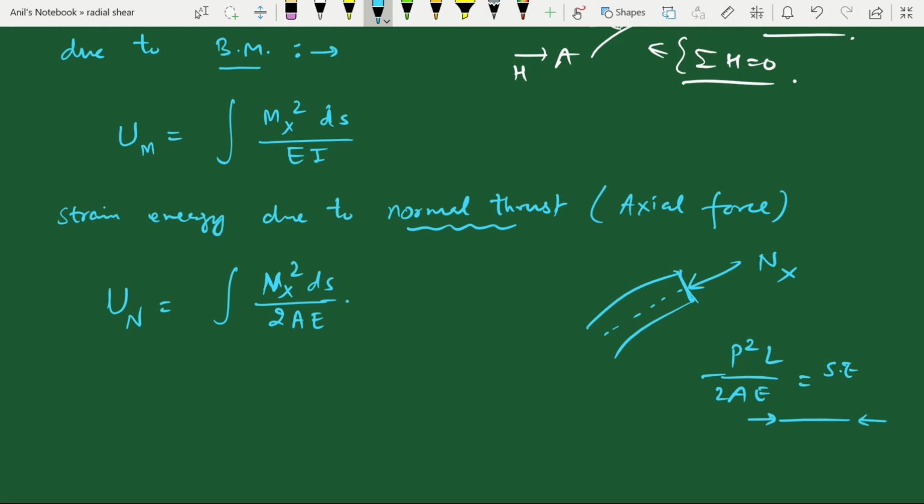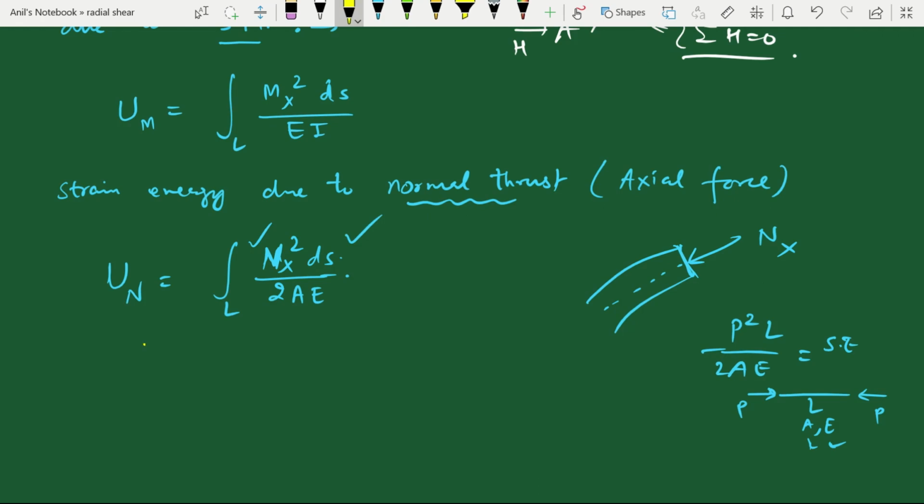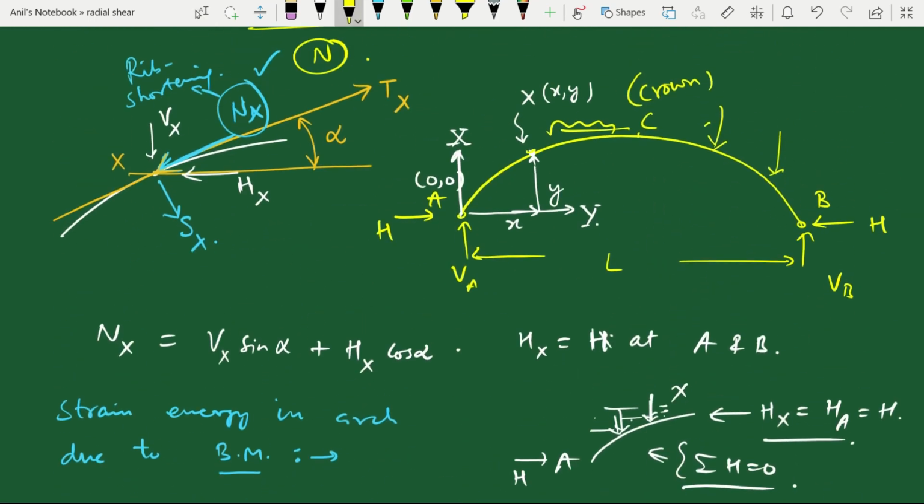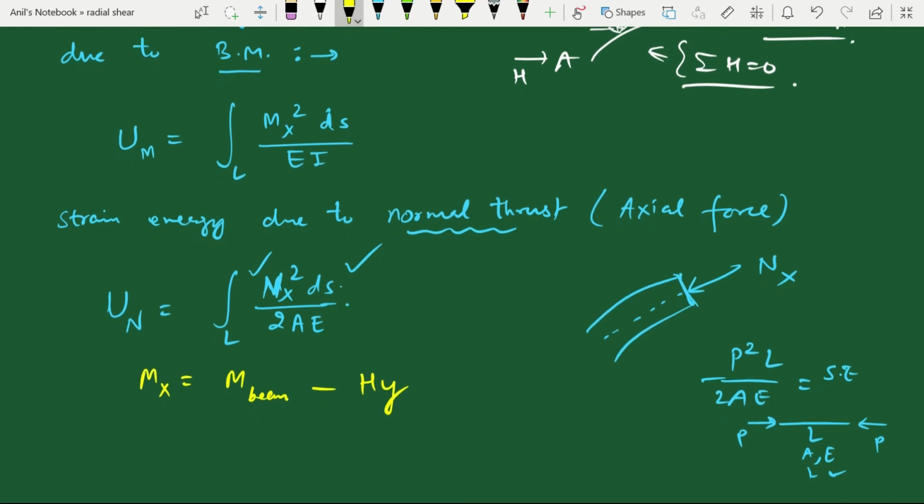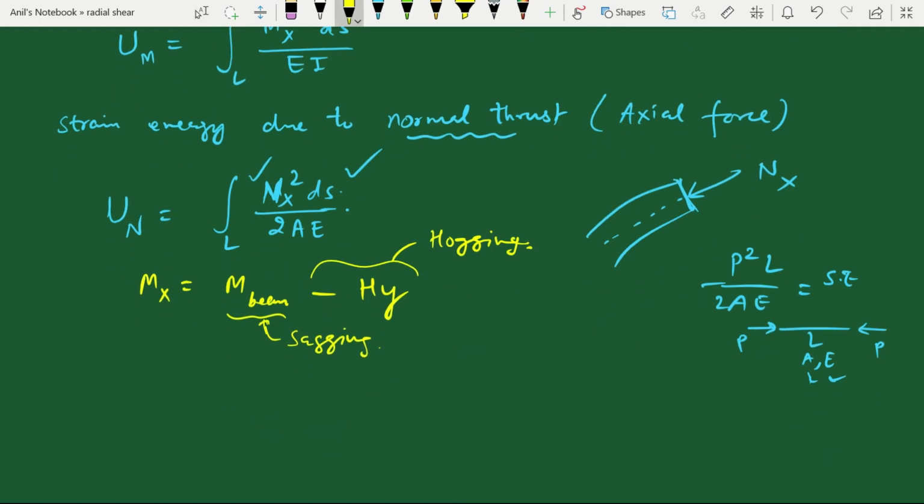causing compression or tension in any bar, L is length, and A and E are the area of cross section and modulus of elasticity of a bar. Mx is nothing but M beam minus Hy. So that is known to us. Bending moment at any point in the arch is equal to bending moment in equivalent beam at the same point minus H into Y. H into Y is actually hogging moment, and M beam is sagging moment. So M beam is going to produce bending downward, but H into Y is going to produce hogging.